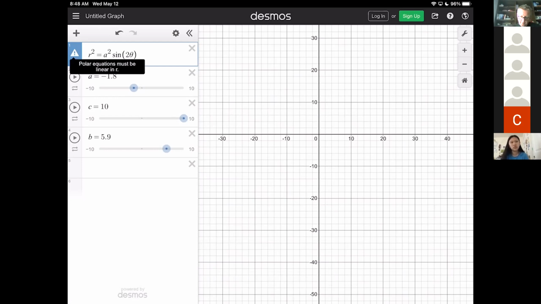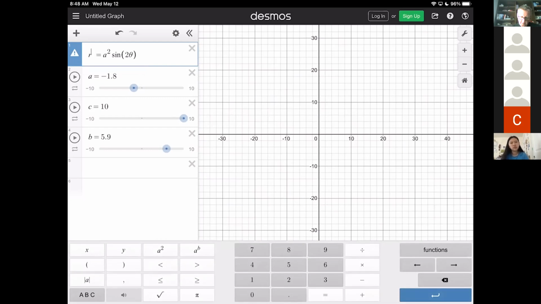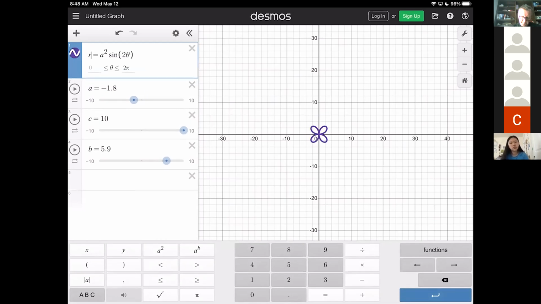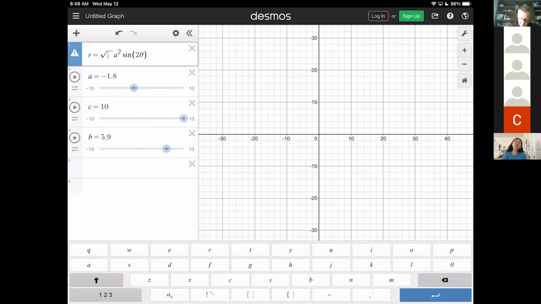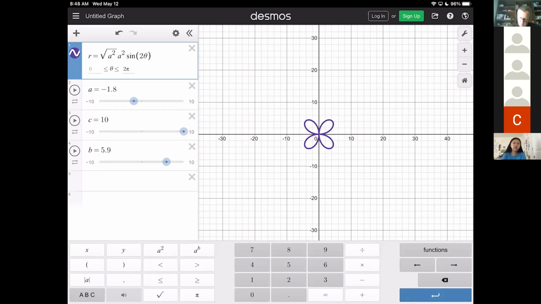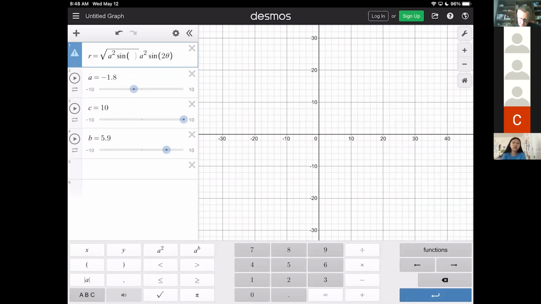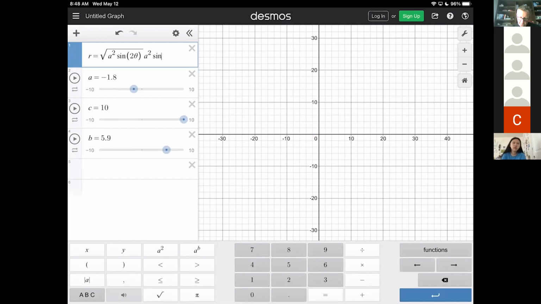So it has to be solved for r. Won't let me do it. Fine. I wonder if I square root the other side then. Annoying. I guess I'm going to have to retype it. Squared sine of 2 times theta, close the parenthesis, get rid of all that other junk.